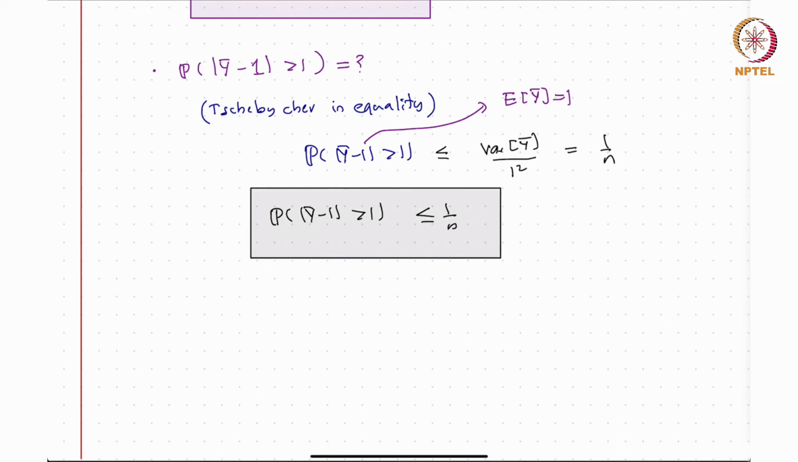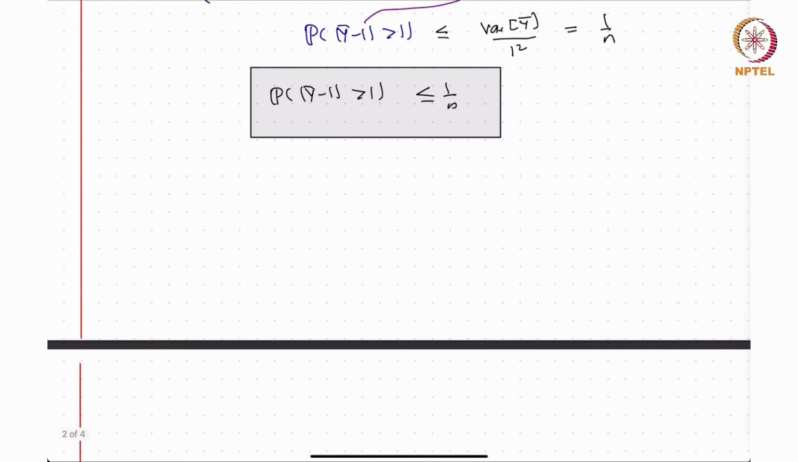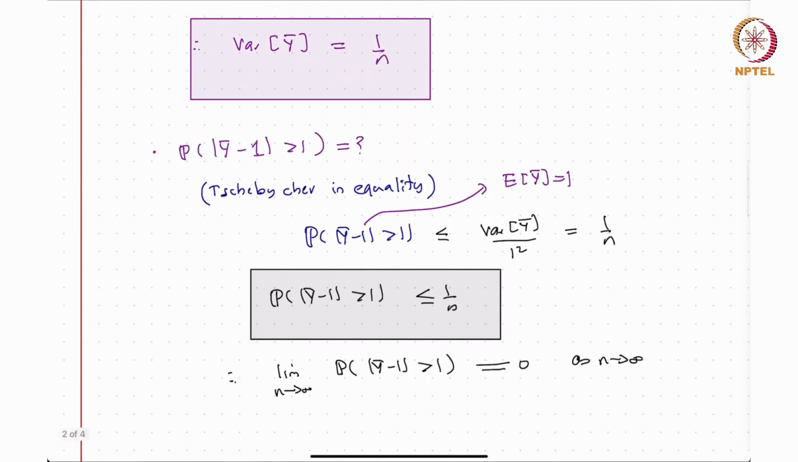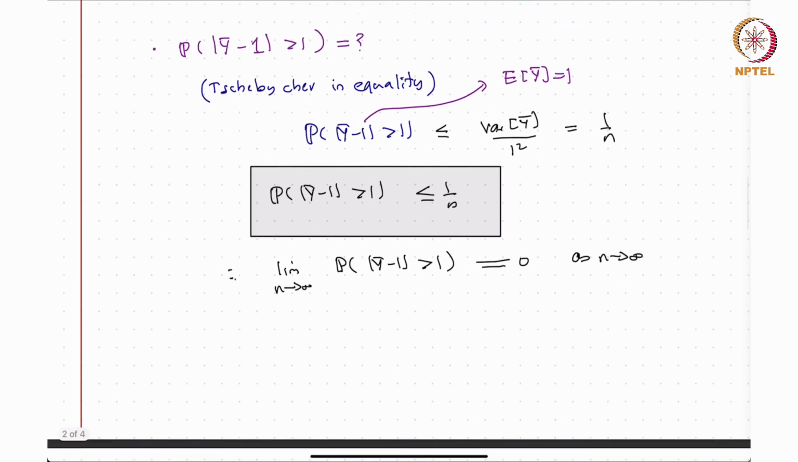That means the chance of finding y bar away from 1 is going to go to 0. Therefore, the limit as n tends to infinity of the probability that y bar minus 1 is bigger than 1 goes to 0. This is a nice fact about the sample mean. It concentrates around the true mean, which is what you have seen in the law of large numbers as well. So we can see that explicitly here.